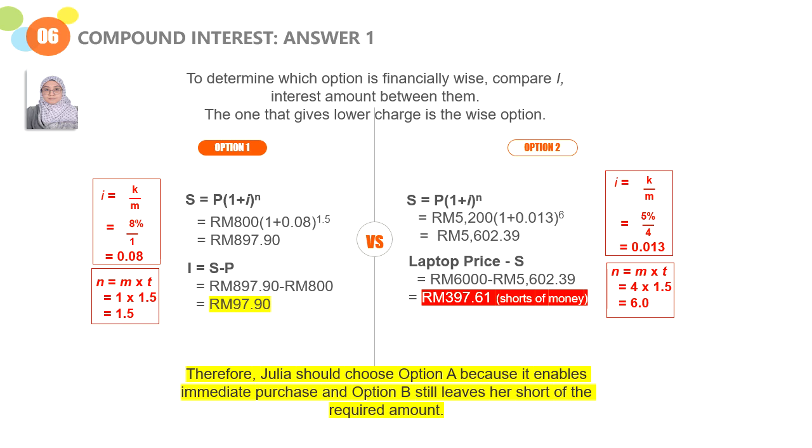Option B: Julia deposits her 5,200 savings in a fixed deposit account, earning 5% interest compounded quarterly for 1.5 years. Using the compound interest formula, the accumulated amount is RM5,602.39. However, the laptop cost is 6,000, so she is still short by 397.91. Therefore, Julia should choose option A because she can purchase the laptop immediately, while option B still does not provide enough money to buy the laptop after 1.5 years.